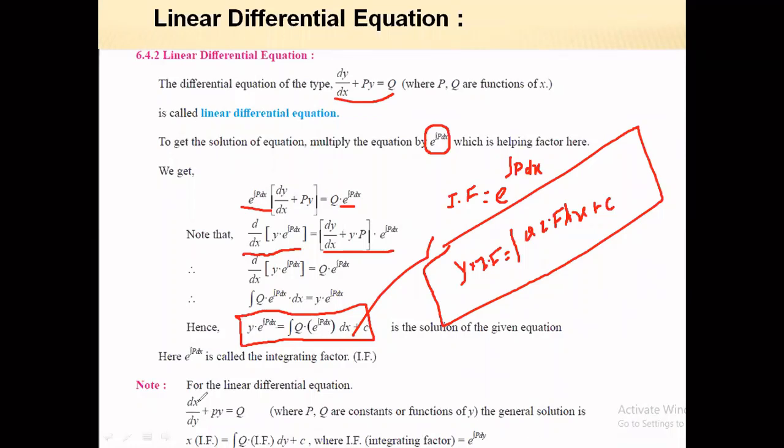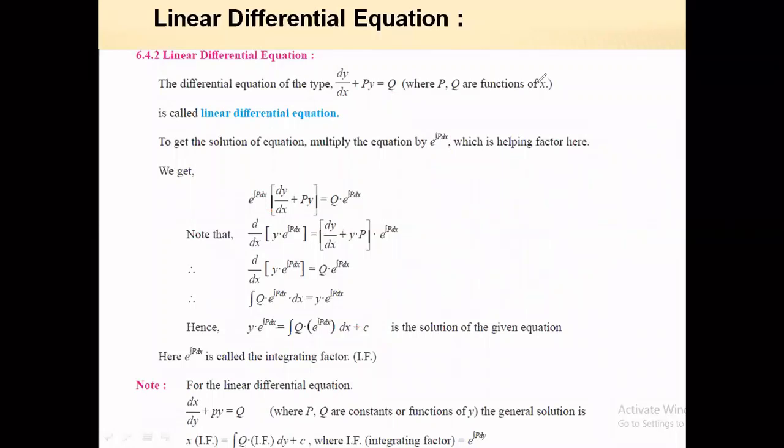X into if, because your dependent variable is x. So x into if is equal to integral q if dy plus c, where if is defined by e raised to power integral p dy. Okay, so this is another form of the differential equation. कभी कभी जो है तो एग्जाम्पल आपको इस वे से पूछता है, तो वहां पे हमको ये फॉर्मूला यूज करना पड़ता है. Okay, so we will see the first example on this linear differential equation.